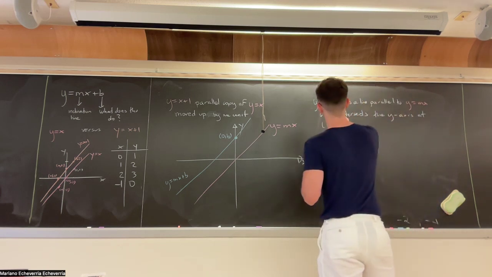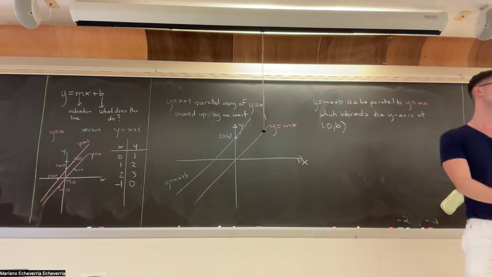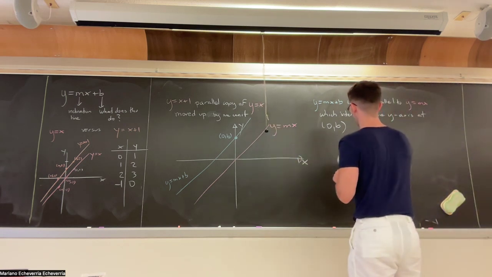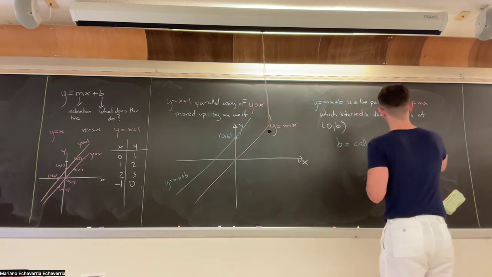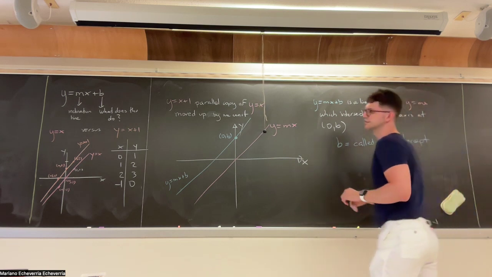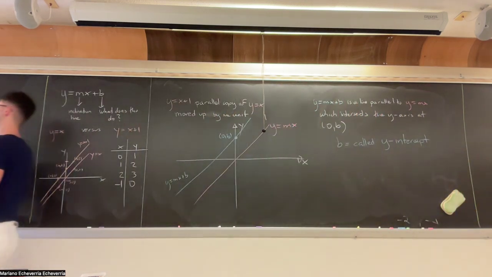Which is why the number b is called the y-intercept. So b is called the y-intercept because of that. That is the value where the line crosses the y-axis.